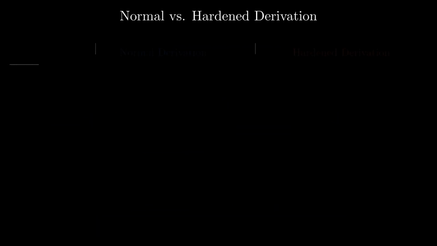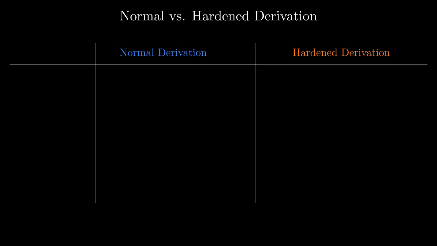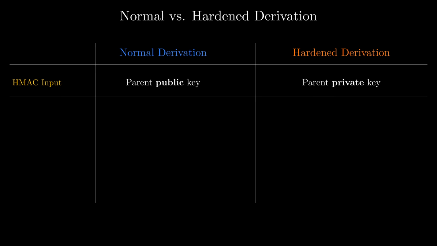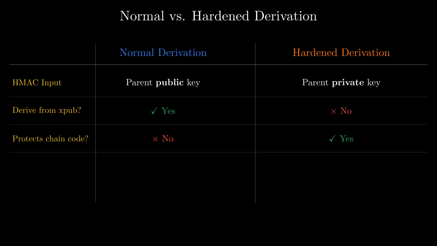Hardened derivation is the firewall that kills this attack. The fix is almost surgical. In normal derivation, the HMAC input uses the parent public key. In hardened derivation, swap it for the parent private key instead. The resulting chain code output can no longer be reverse engineered using only the xpub because the xpub doesn't know the private key. The cascade stops. A leaked child at a hardened level cannot expose its parent or its hardened siblings.